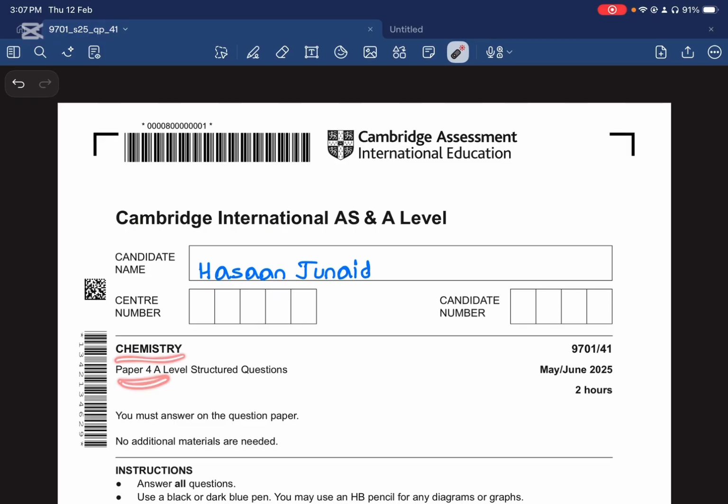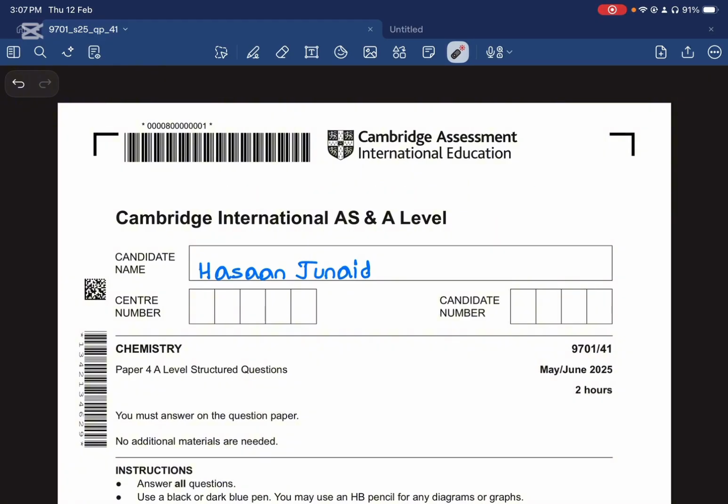This is paper 4, P41, meaning it's a paper 4 and the variant of the component is 1. This is May-June 2025. As soon as we start solving all the questions, you will see a pattern that I'm going to keep going slow and slow just to ensure that you understand each and every question perfectly.